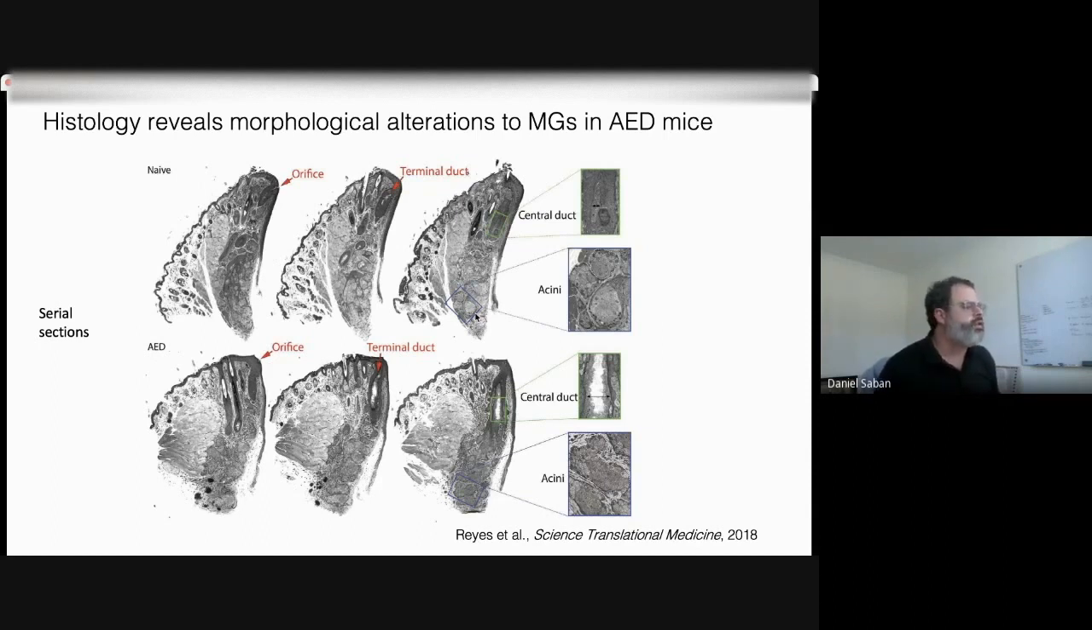Now, if you juxtapose that to the AED, you can see some thickening of the epithelial tissue, and we're not able to find the orifice. If you look at the terminal duct and then the central duct, comparing the central duct of the AED versus the naive, you can see that it's sort of bloated. And think of it like, again, a plumbing problem.